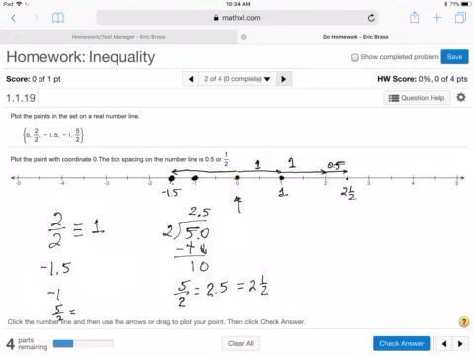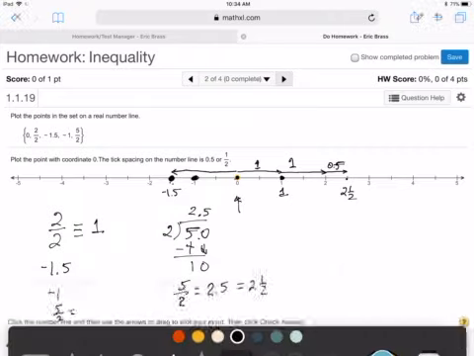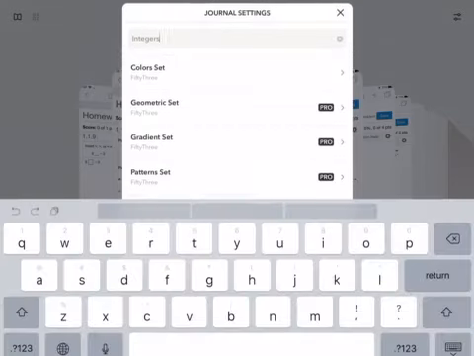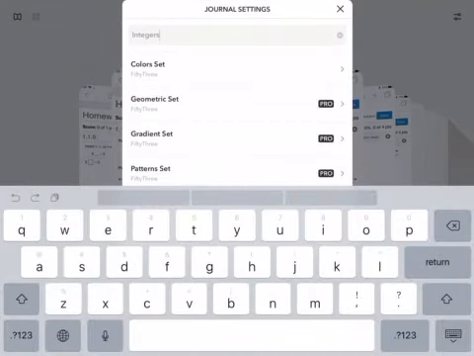See that? So that works really well for that. And I need to change this to inequalities, but I'll do that in the next video.